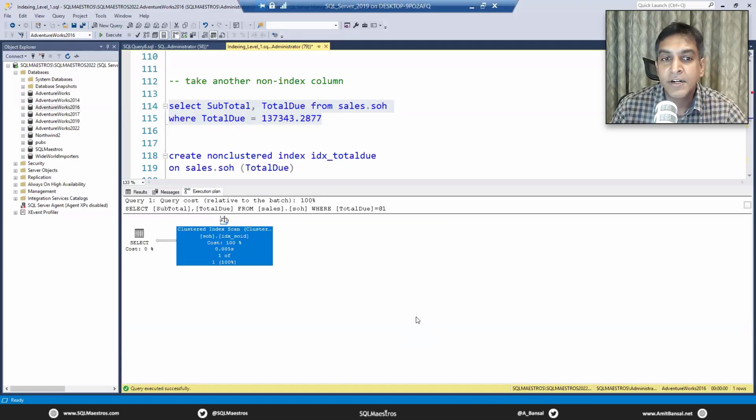this is where the non-clustered index comes into the picture. Now, clustered versus non-clustered. The first key difference here is that the clustered index is the table. Remember that. There's only one way the data can be sorted, and that is why you can have only one clustered index on the table.